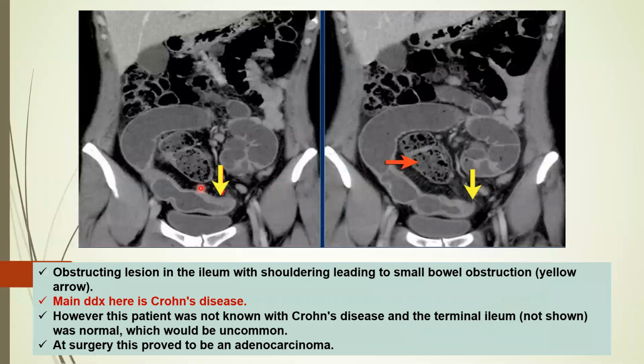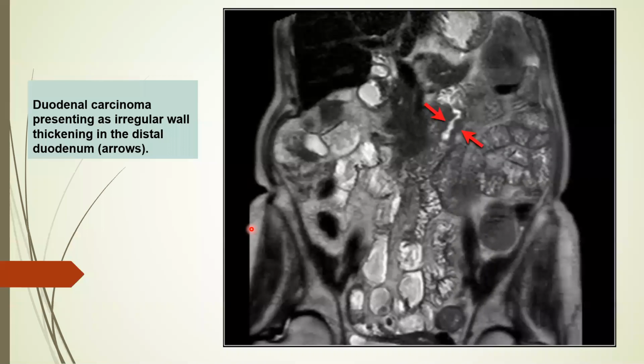This is another case of ileal adenocarcinoma presented with bowel wall thickening. The differential diagnosis here is Crohn's disease, but this patient does not have a history of Crohn's disease, and the terminal ileum is normal. It is not shown here in this picture. At surgery, this proved to be an adenocarcinoma. This is an MR imaging of a jejunal adenocarcinoma in the distal duodenum.